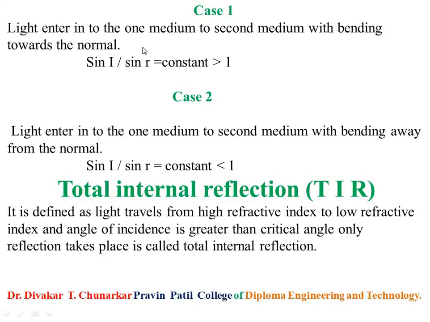So Snell's law states that the ratio of the sine of the angle of incidence to the sine of the angle of refraction is called Snell's law. Mathematically, sin i upon sin r equal to a constant, so sin i upon sin r equals mu, and mu is the refractive index. This Snell's law shows two cases. When light enters from one medium to another with bending towards the normal, sin i upon sin r equals a constant less than 1, so mu is less than 1. Case 2: light enters from one medium into a second medium with bending away from the normal, so sin i upon sin r equals a constant greater than 1, so mu is greater than 1, and mu is the refractive index. Keep in your mind.